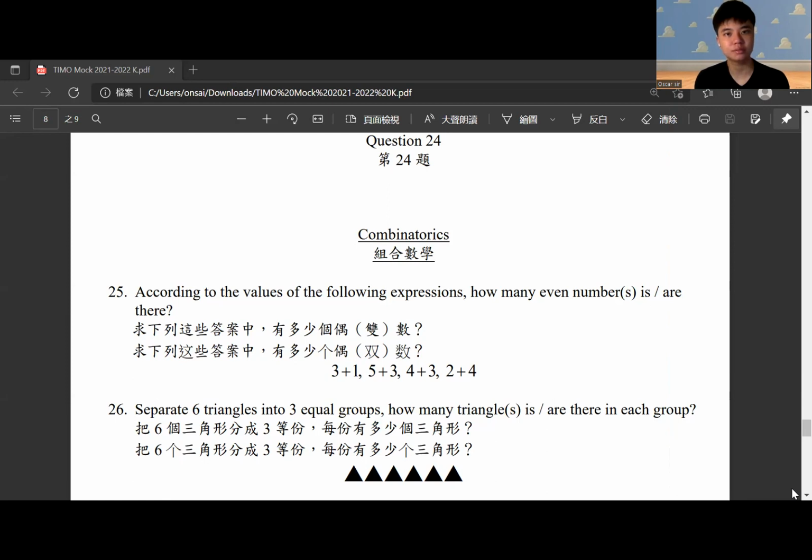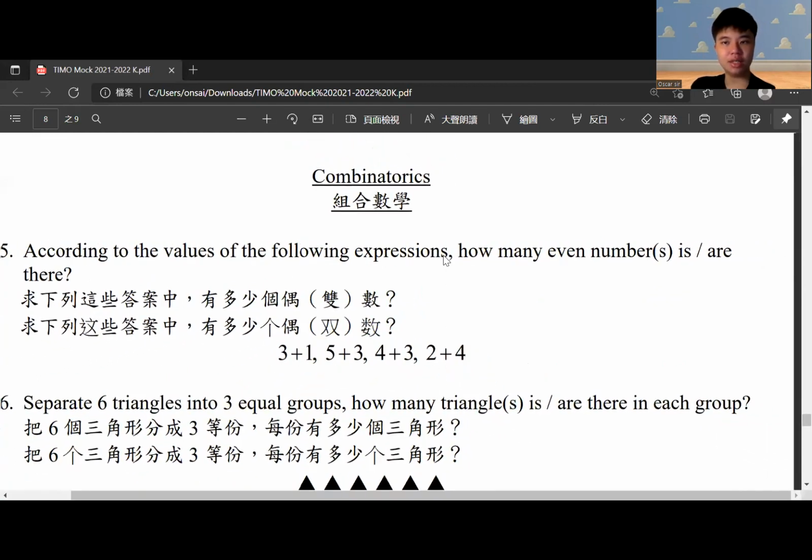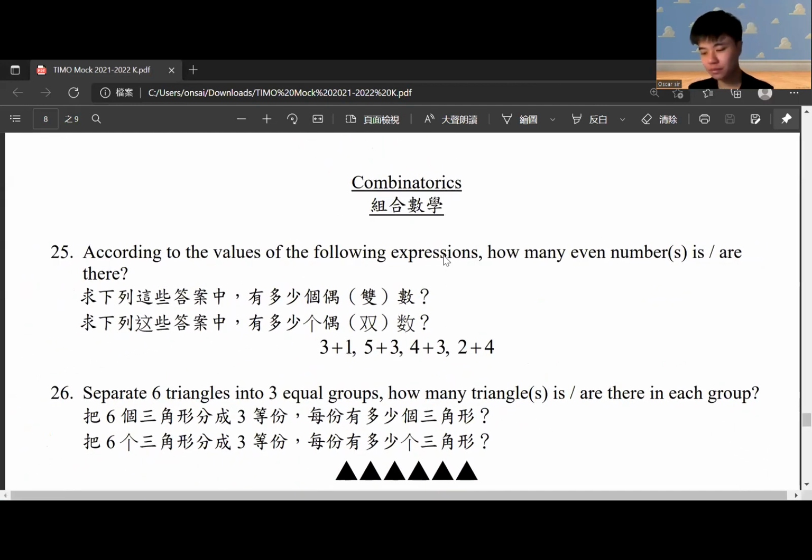Even numbers. Three even numbers. Okay, so let's keep going. Question number 25, number 5: how many even numbers are there? Okay? So we need to calculate all the answers.